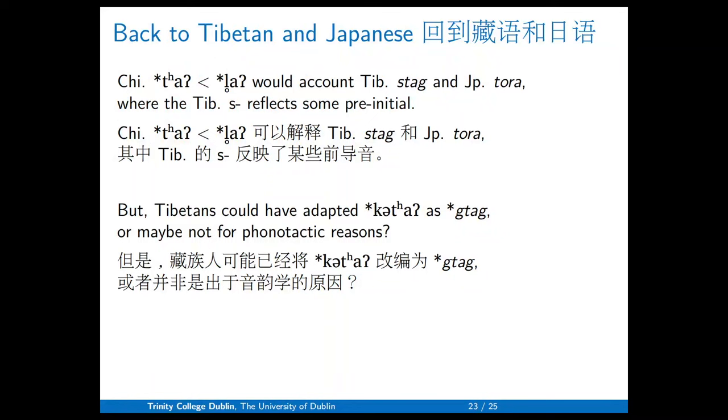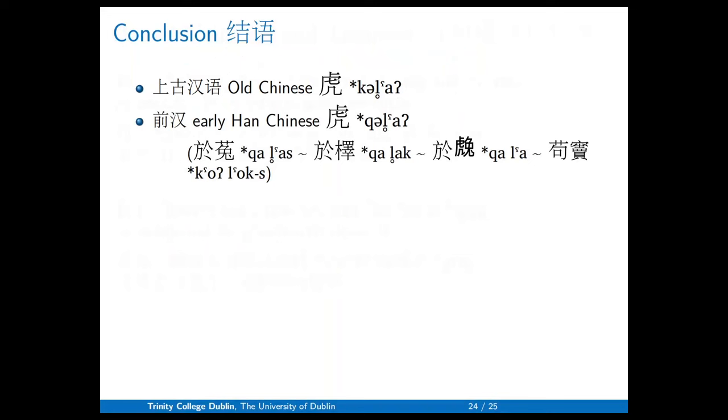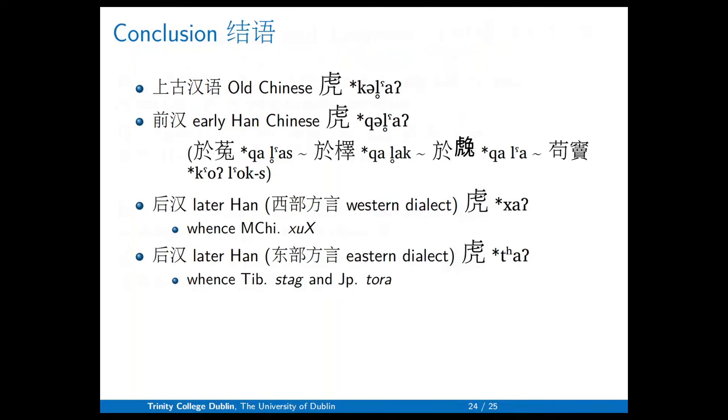So now I just conclude. In Old Chinese, the word for tiger was ke hla. In early Han Chinese, it was ka la. So the K changes to a Q. Type A syllable, it's normal. And then this form is recorded with these spellings in the Fangyan. In a Western dialect of later Han, we get pa, and that becomes pu. In an Eastern dialect of later Han, we get ta. And then this is borrowed as stak and tora. So that's the summary of what I think happened.